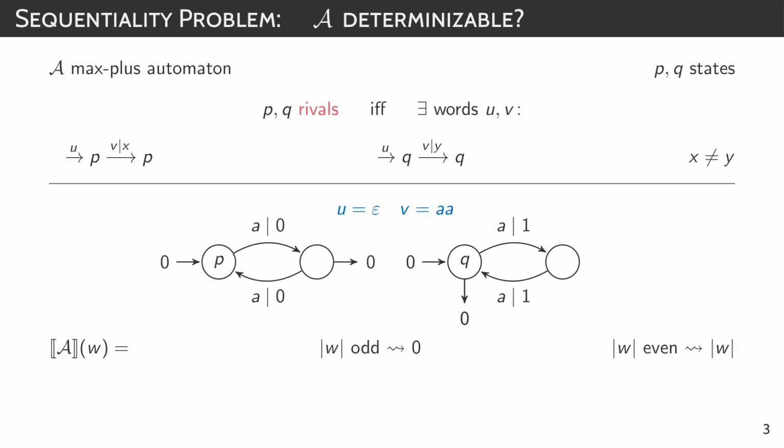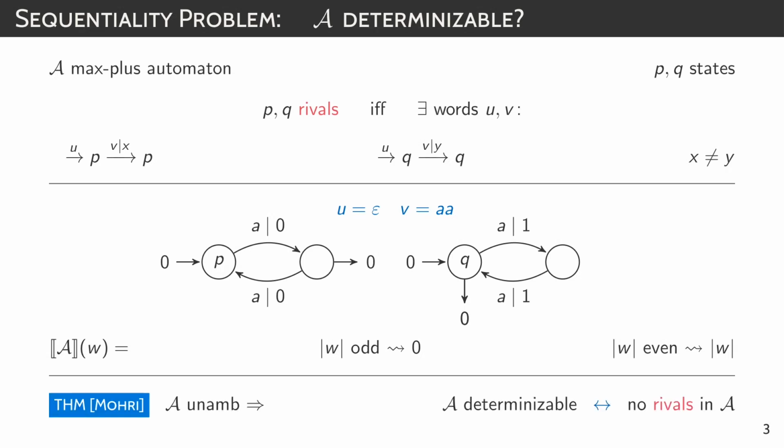In this automaton here, the 2 initial states are rivals. For U, we simply choose epsilon, the empty word. As these 2 states are initial, we can simply reach them by reading nothing. For V, we choose AA. When starting in P, we can read 2 A's to end up in P again with a weight of 0. And likewise, by starting in Q, we can read 2 A's to end up in Q again. And here the weight of this loop is 2. So we can loop in both states with the word AA, but the weights for these loops differ. Here it's 0, and here it's 2.